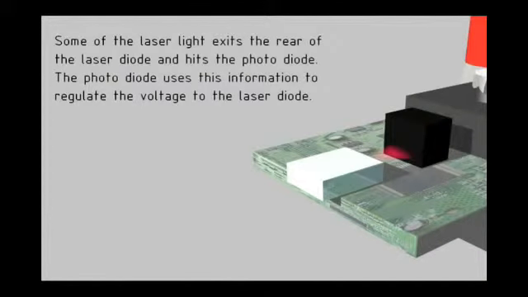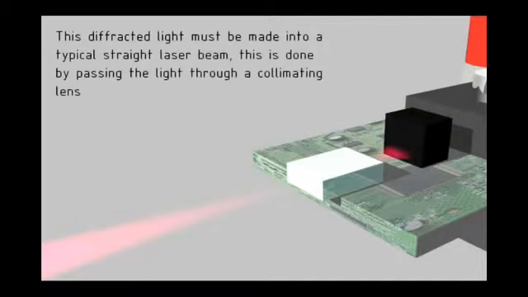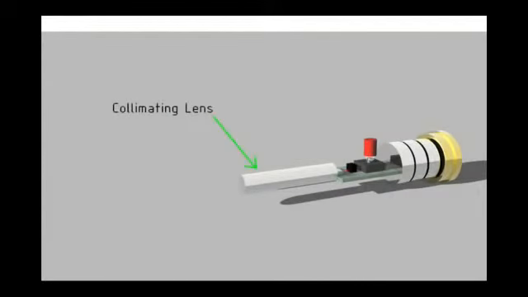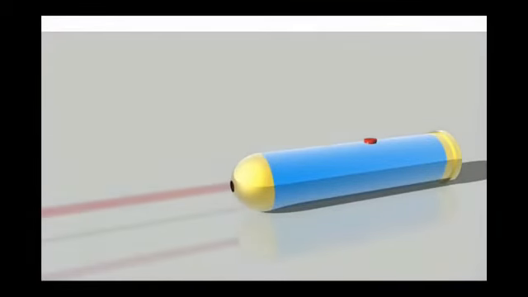Some of the laser light exits the rear of the laser diode and hits the photodiode. The photodiode uses this information to regulate the voltage to the laser diode. The vast majority of the light exits through the front of the laser diode. As you can see, it is wildly diffracted, i.e. splaying outwards. This diffracted light must be made into a typical straight laser beam. This is done by passing the light through a collimating lens.